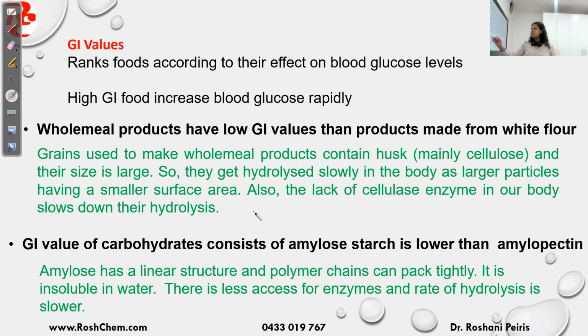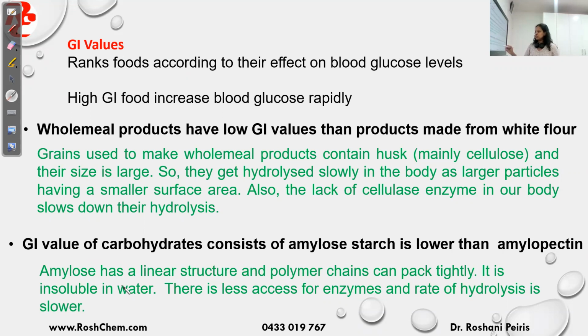Okay, then we compare the GI values of carbohydrates or starch consisting of amylose and amylopectin. So we learned that amylose is a starch which is linear and amylopectin is a starch which is branched. So with a linear structure, the polymer chains can pack tightly. It is insoluble in water. Amylose is insoluble in water.